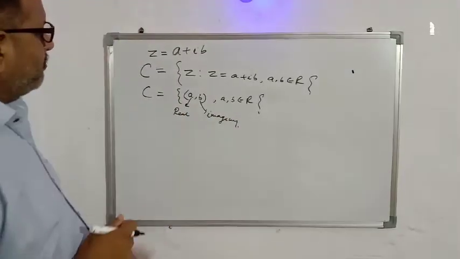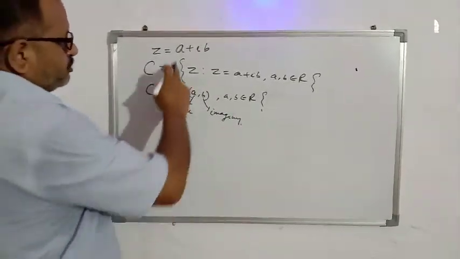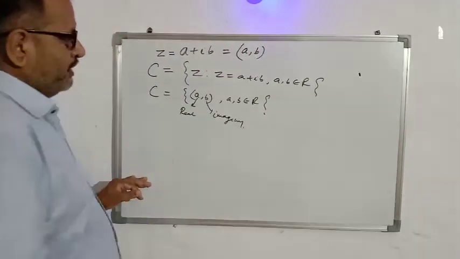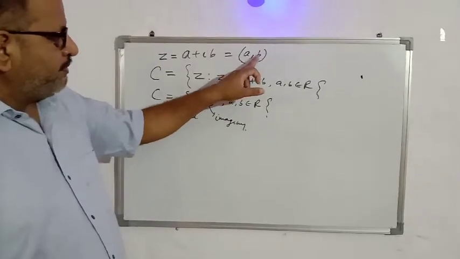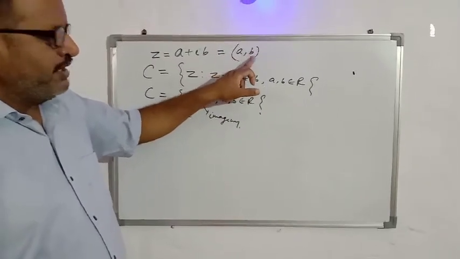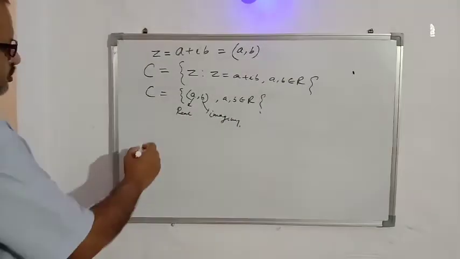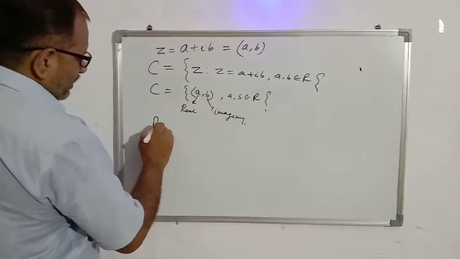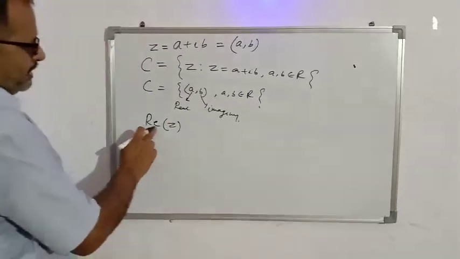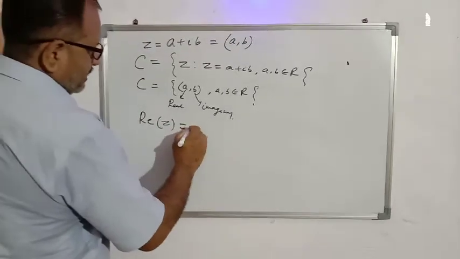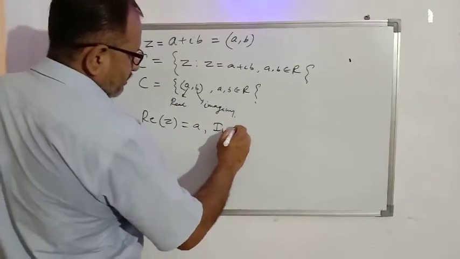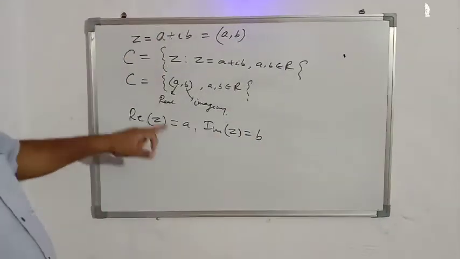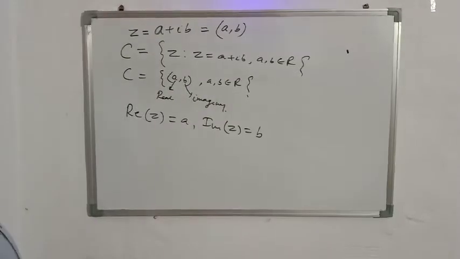A is the real part of the complex number, B is the imaginary part of the complex number. So A plus iB we can express like this in the form of an ordered pair. A is the real part and B is the imaginary part. So if any complex number z is given as a plus ib, what is the real part of z? Re z means real part of z. It is a, and the imaginary part of z is b. So the real part is a, the imaginary part is b.